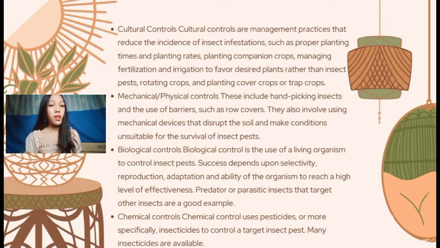So, the next one is cultural controls. Cultural controls are management practices that reduce the incidence of insect infestations, such as proper planting times and planting rates, planting companion crops, managing fertilization and irrigation to favor desired plants rather than insect pests, rotating crops, and planting cover crops or trap crops.